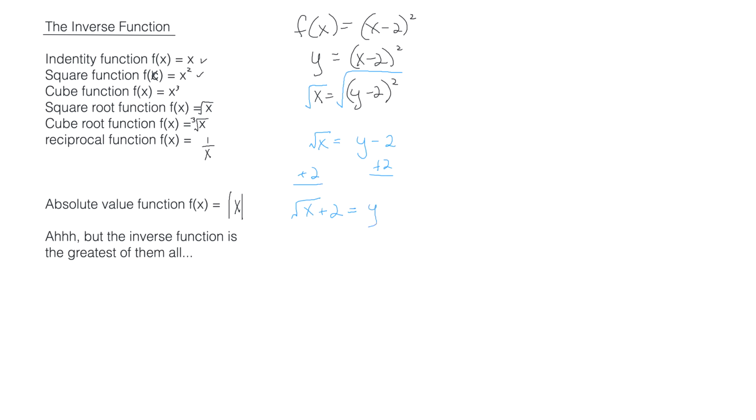Now I'm just going to switch entire sides. This will go over here. And this will go over there. So y equals the square root of x plus 2. And that is my inverse function.